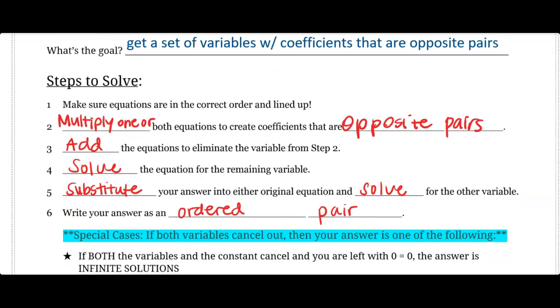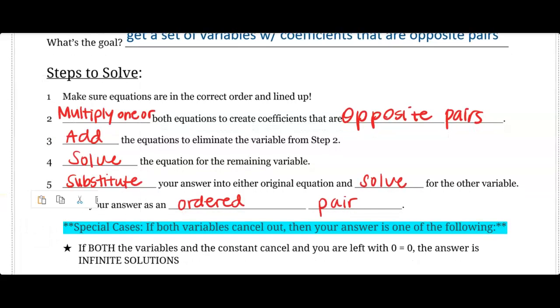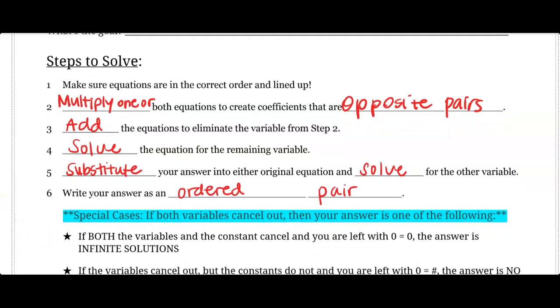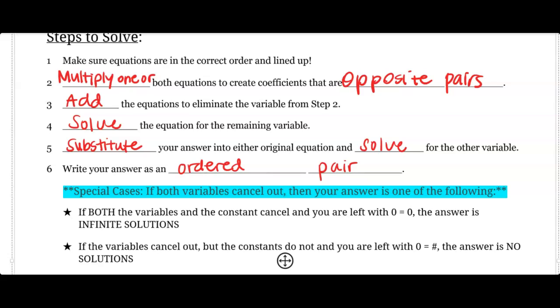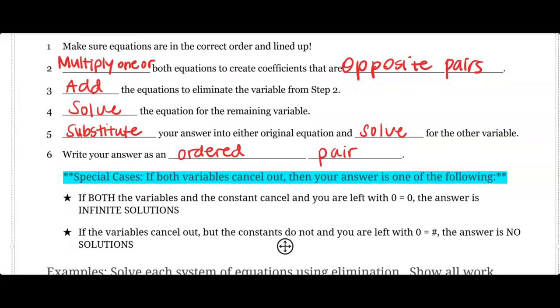So the steps that we're going to use is that we're going to make sure we've lined up our equations so that all of the x's are together, all the y's, all the constants. Then we're going to multiply one or both of our equations to create coefficients that are opposite pairs. We'll add the equations to eliminate the variable from step 2, then solve for the remaining variable. The last thing we'll do is substitute our answer into the original equation and solve for the other variable. Remember, we're still finding an ordered pair because we're still talking about two lines that are intersecting. So we'll still write our answer as an XY ordered pair.